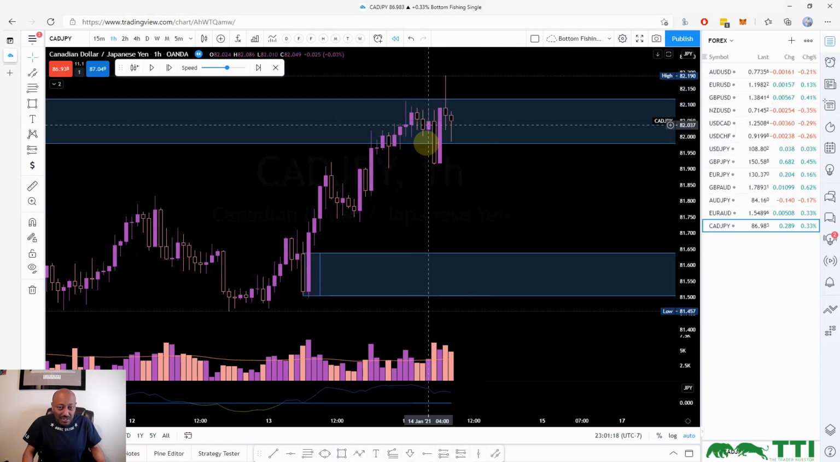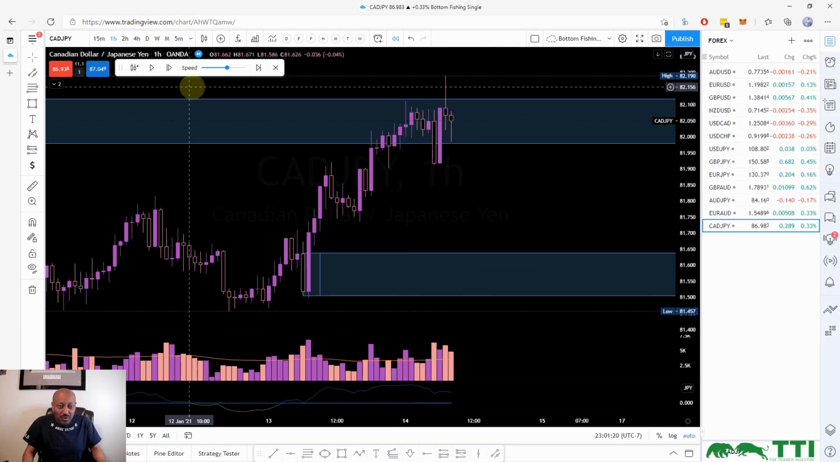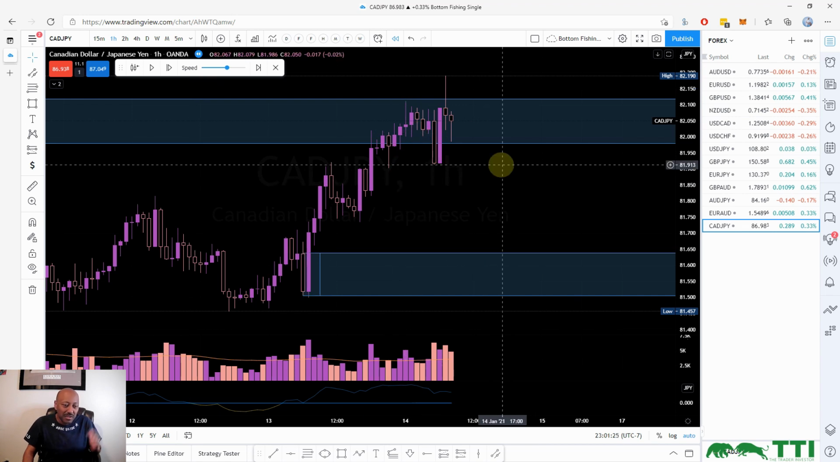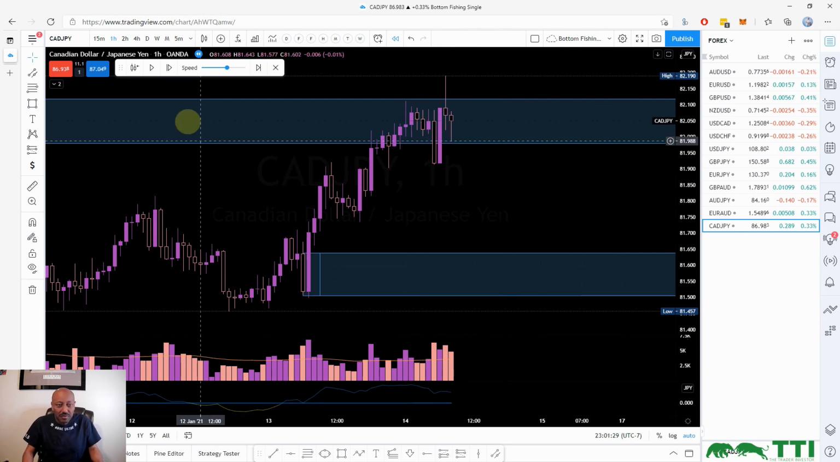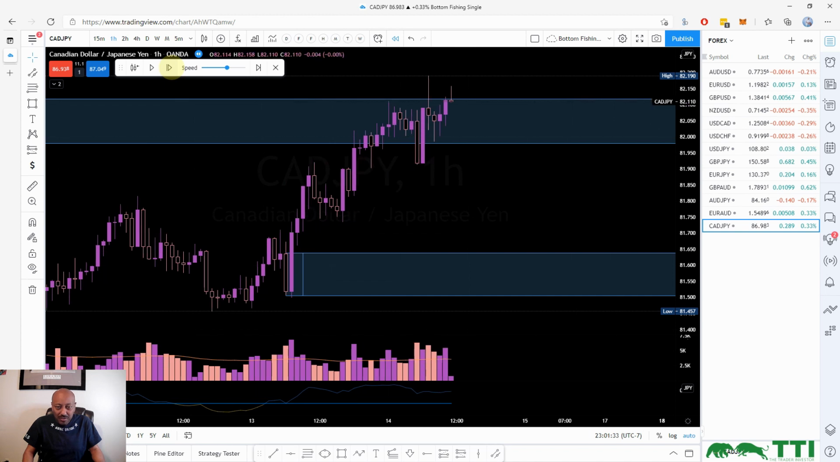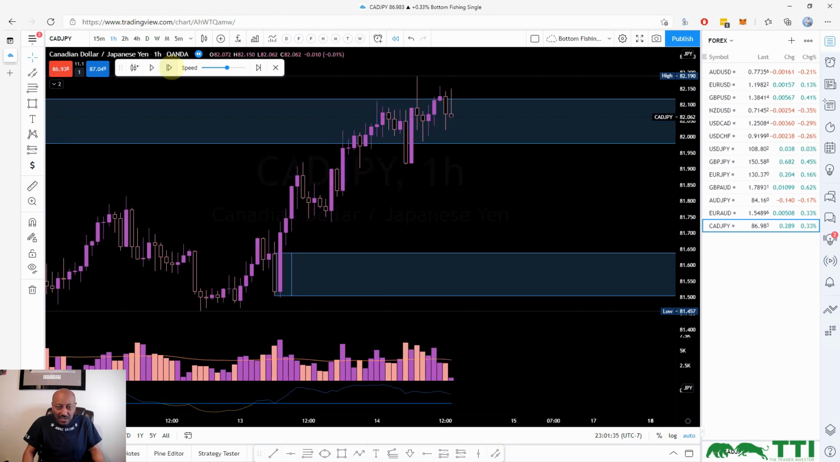Now, because we are at an order block, I will forward the hourly chart. Once we're away from an order block, we can fast forward on the daily because we want to go a little bit faster. So I will go one by one because I want to see if I get an entry.